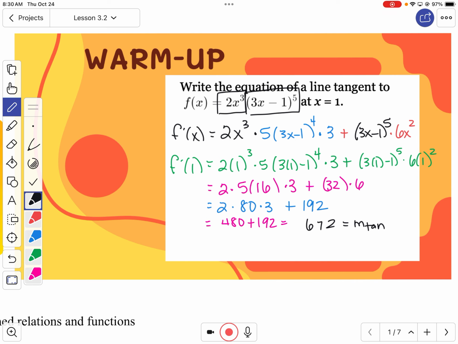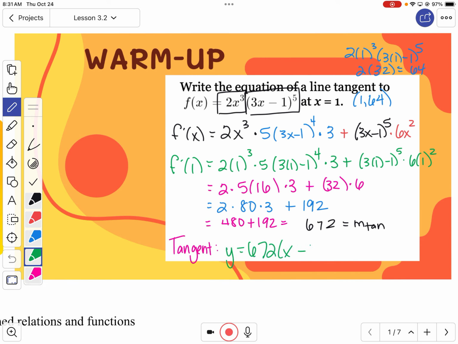Okay. So what else do I need to write the equation of the tangent line? I need the point. So we know the x value is 1. We're going to plug it back into the original, and that's going to give me 2 times 1 cubed times (3 times 1 minus 1) to the 5th, or 2 times 2 to the 5th, which is 32, or 64. So my ordered pair is (1, 64). And so then we can finally do what it asked me to: write the equation of my tangent line. y would equal my slope times x, opposite x value, same y.